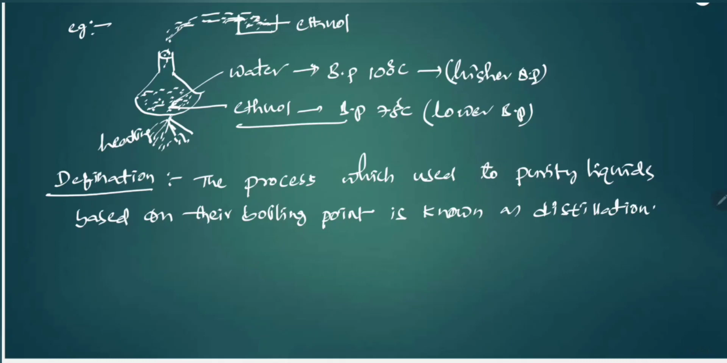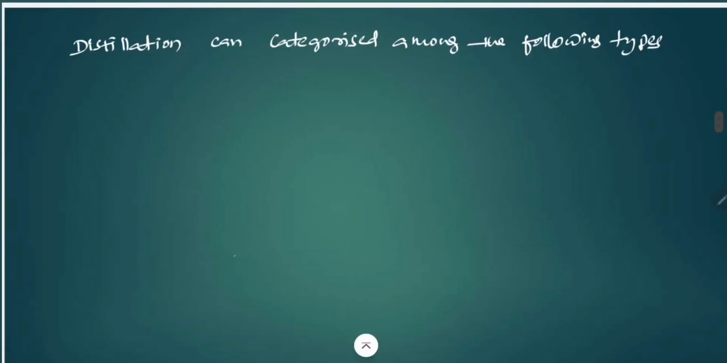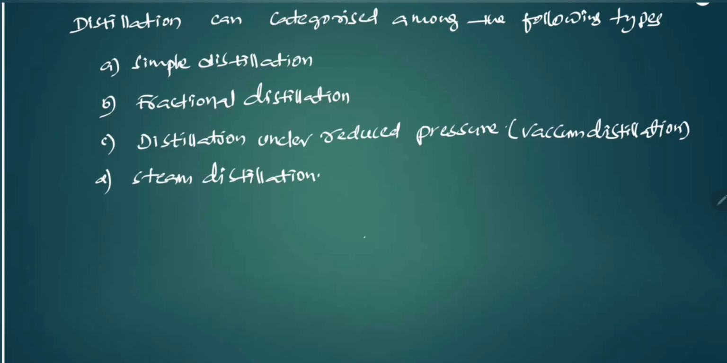The distillation process can be categorized into the following types. Have a look at the types of distillation: simple distillation, fractional distillation, distillation under reduced pressure or vacuum distillation, and steam distillation.